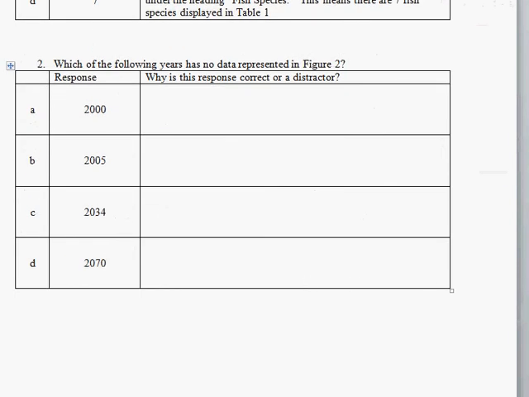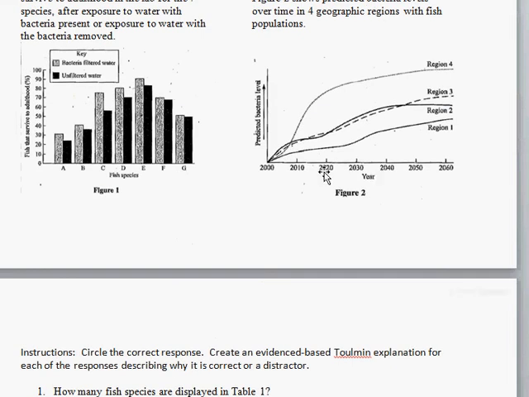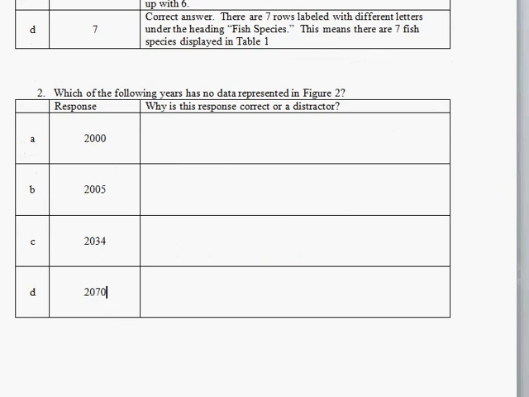2070, this is the last choice, so this better be it. What would 2070 be? Well, there's 2050, 2060, 2070 would be like over here. There's no data for 2070. 2070 appears to be off of this graph. So, no data for 2070, so this must be the correct answer. Right, because they're asking for which of the following years has no data represented in figure 2. Okay, so correct answer, correct response.